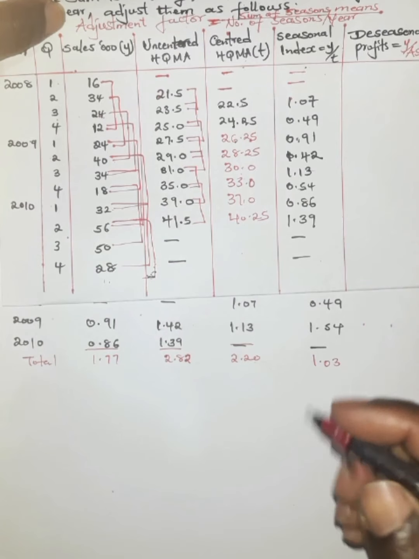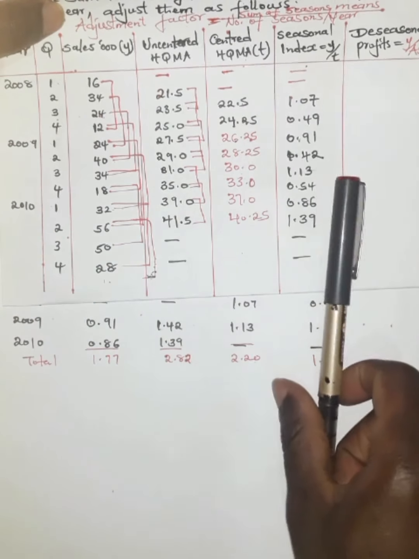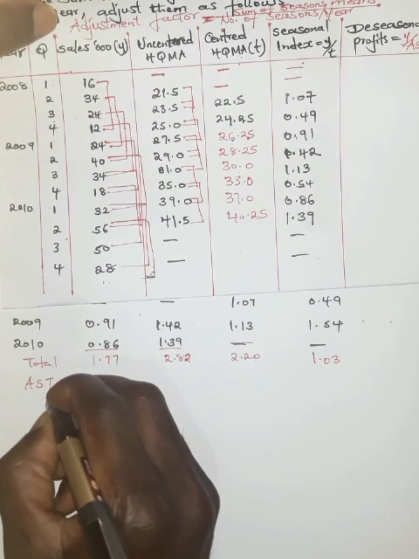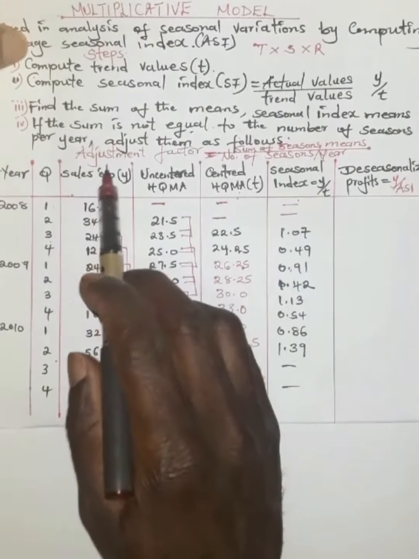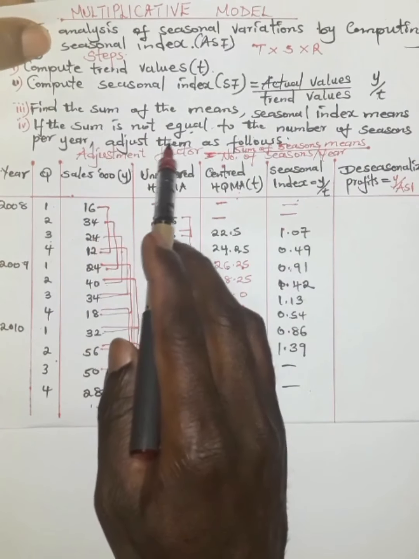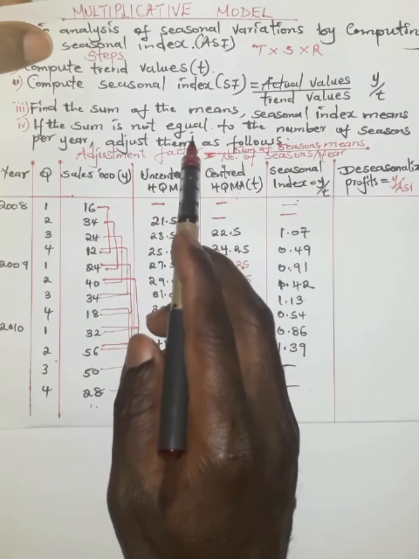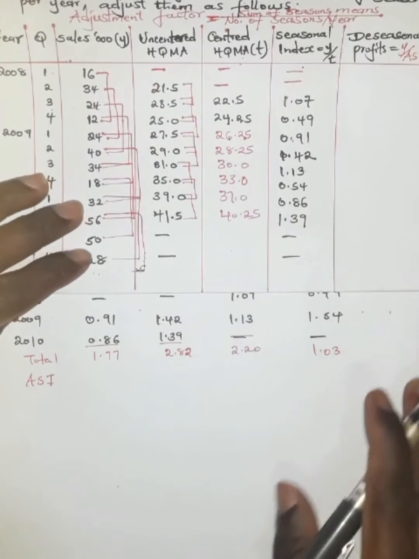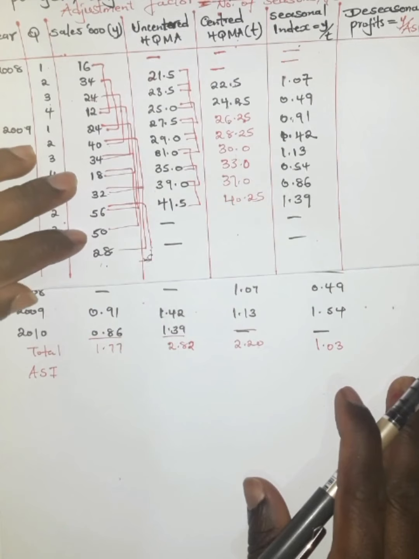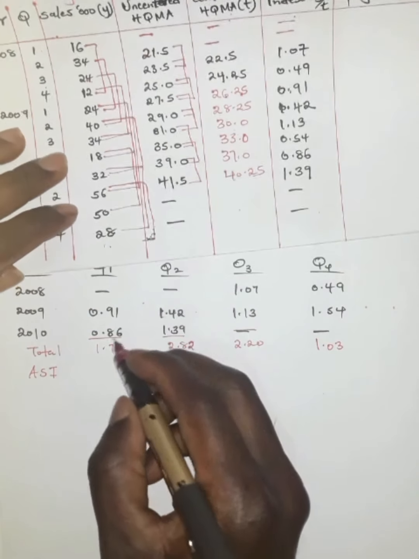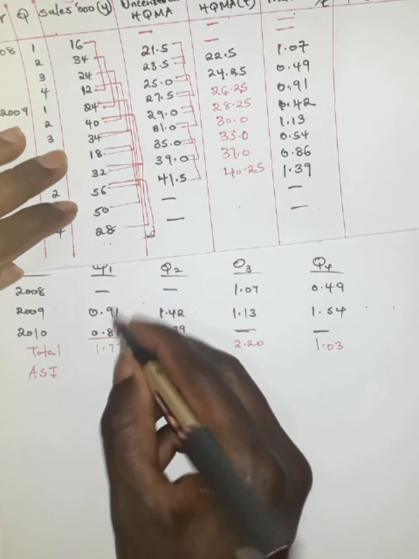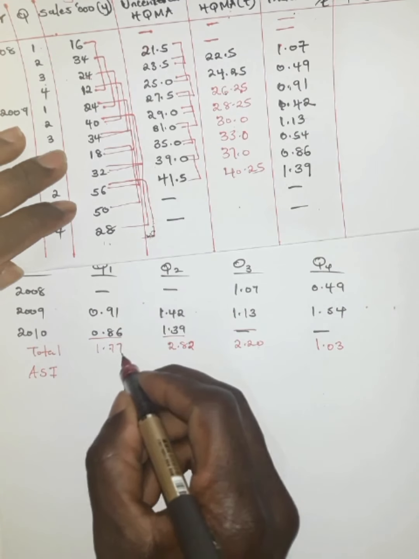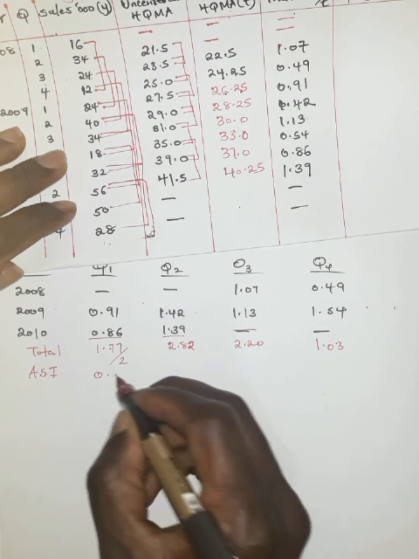So how do we get the average seasonal index? For us to get the average seasonal index, to see whether it is equal to the number of seasons, after adding all of them, then we shall have our last average seasonal index in that particular case. So we divide this one by 2, because there are 2 elements here. Divide by 2, you get a value of 0.885.